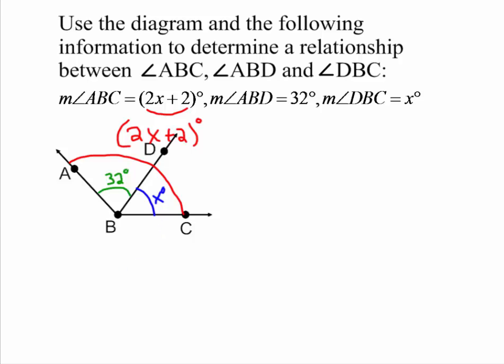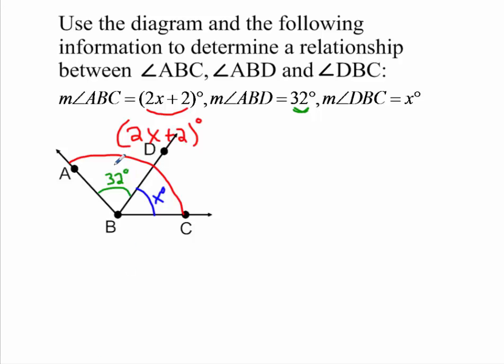So now we have all the information that was given. We have the measure of angle ABC, which is here, 2x plus 2 degrees. And then we also had the measure of angle ABD, which is 32 degrees. And then we had the measure of angle DBC, which was this one, x degrees. So these are the three angles, and we want to know if we could come up with a relationship between these three. And these are the measures of the angles, so we're going to be talking about the measures of these angles. How are they related?